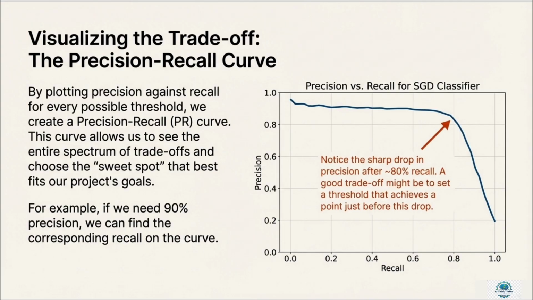This curve allows you to make an informed business decision. If your boss says, we need 90% precision, you can trace that line on the y-axis, find where it hits the blue curve, and see exactly what recall you will have to sacrifice to get it. In this case, to get 90% precision, we'll have to accept a recall somewhere around 50 or 60%.